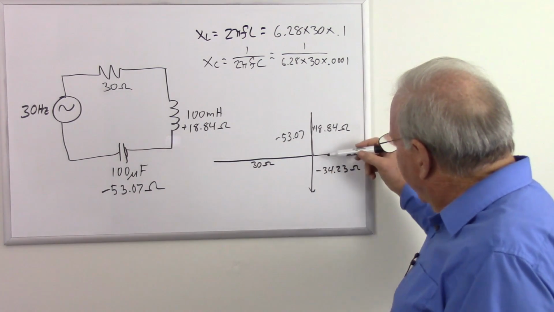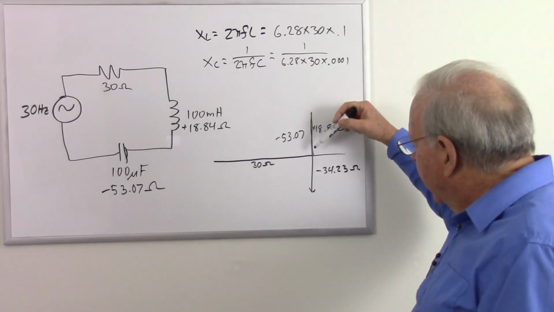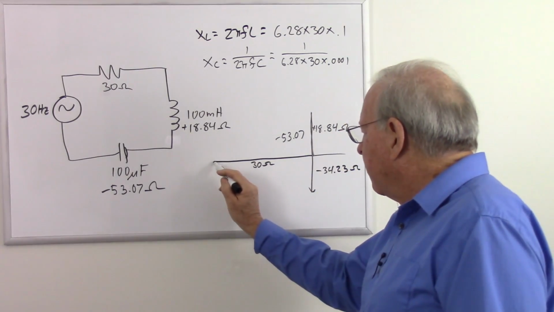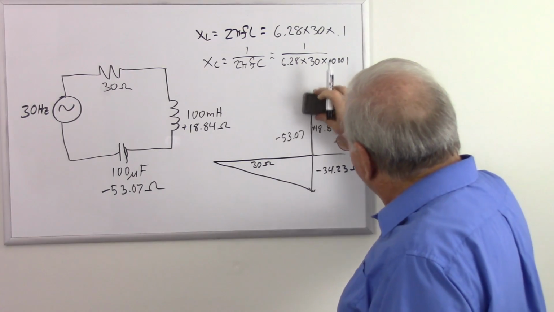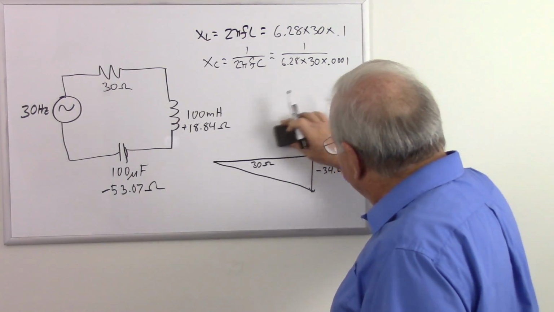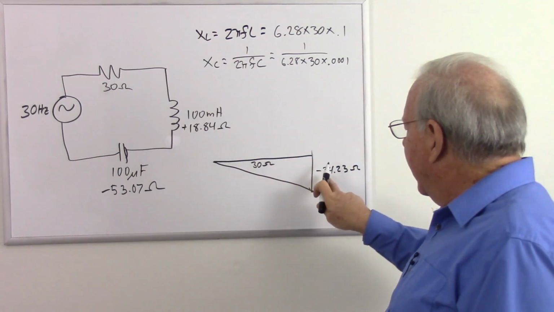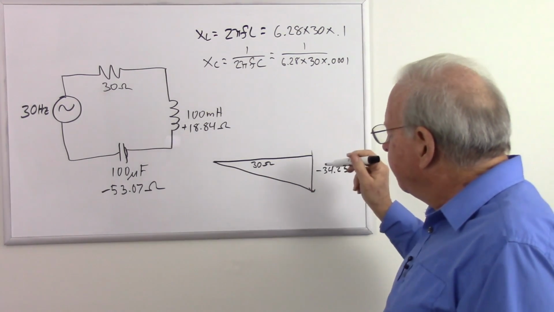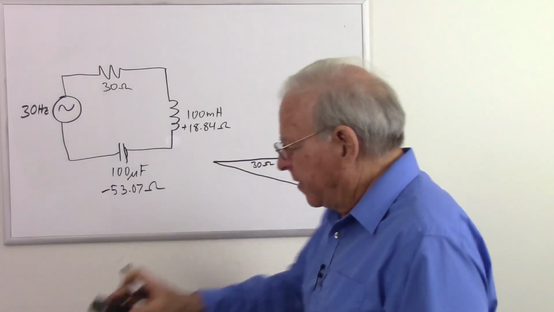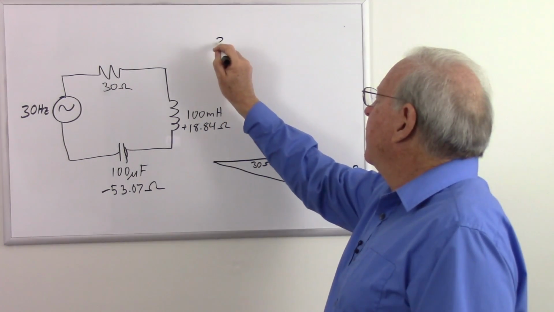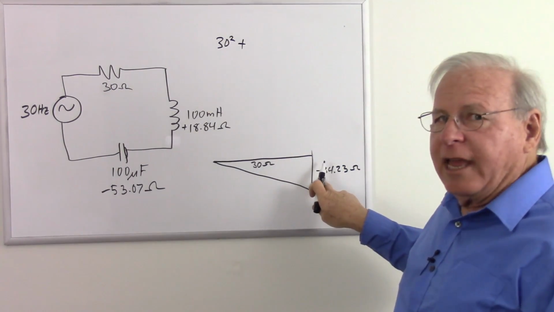So our actual reactance is going to be now capacitive because we ended up with a negative number, and by convention we go down. And so now our triangle looks like that. Let's erase our now negated inductive reactance. So there we have now 30 ohms and negative 34.23. So to find the total impedance, how do we do that? Pythagorean theorem.